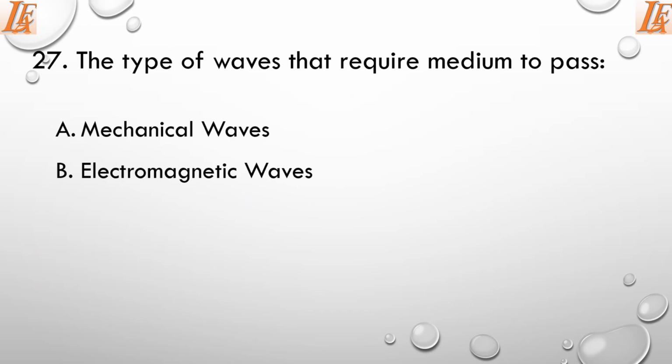Question 27. The types of waves that require a medium to pass are A, mechanical waves, B, electromagnetic waves. Now, mechanical waves, we define them as waves which require matter, that is solids, liquids, and gases to propagate. So in this case, this one requires a medium. Electromagnetic waves, these are waves which do not require any material medium to travel. They can even travel in a vacuum. So in this case, no matter required. Therefore, the waves which require a material medium to travel are mechanical waves. The correct answer is A.